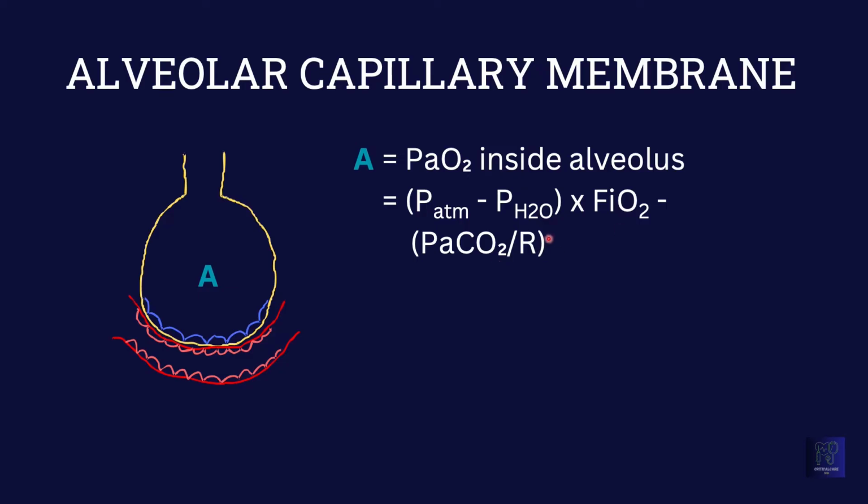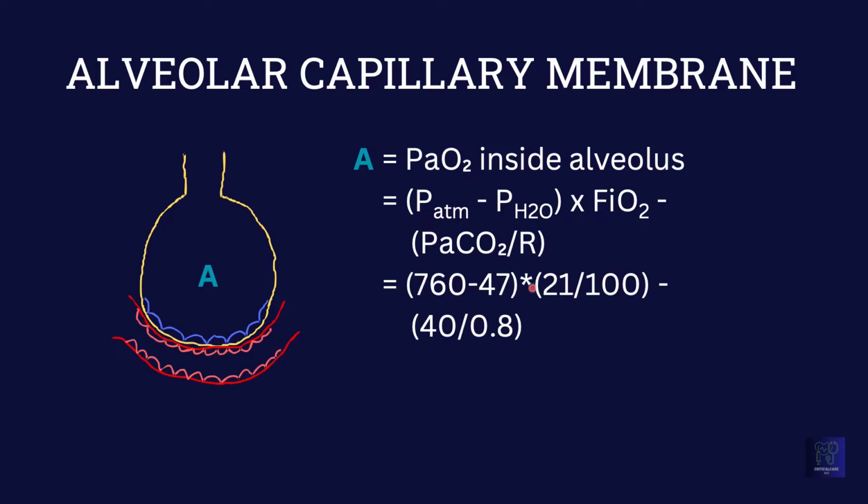So you remove PaCO2 divided by R, which is the respiratory quotient. So that's the final formula for the capital A. Let's substitute these with numbers. The barometric pressure at sea level is 760 millimeters of mercury, of which 47 is moisture, so we remove that, multiplied by the percentage of oxygen in room air. At sea level again it is 21%. Normal PaCO2 is 40 millimeters of mercury divided by the respiratory quotient, 0.8 at resting state. So if you do the math, this number will be around 100 millimeters of mercury.